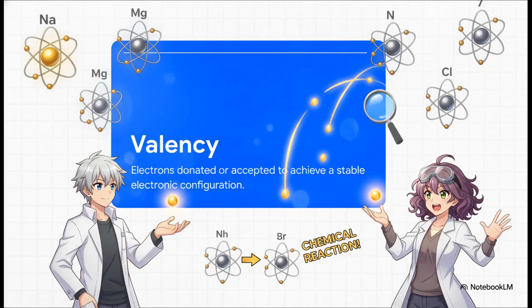And that desperate quest for 8 outer electrons determines what we call valency. It's the number of electrons an atom will donate or accept to hit that noble gas configuration. It literally dictates the atom's entire chemical personality.